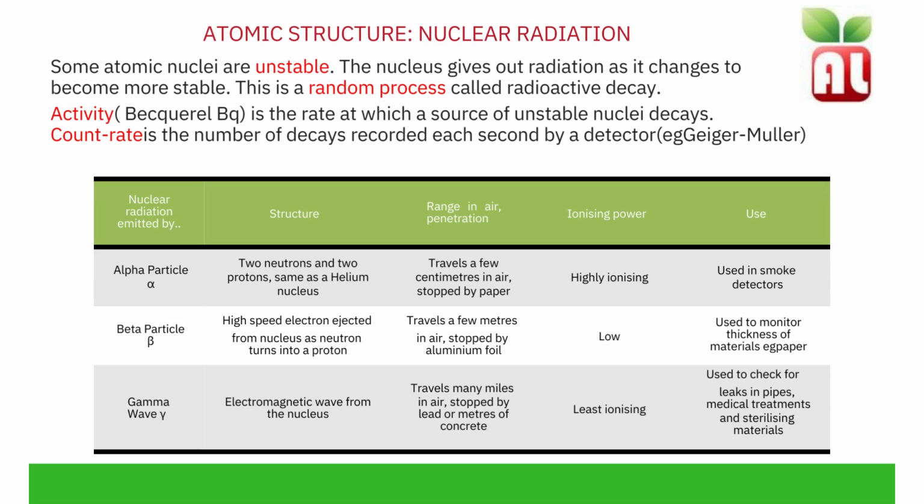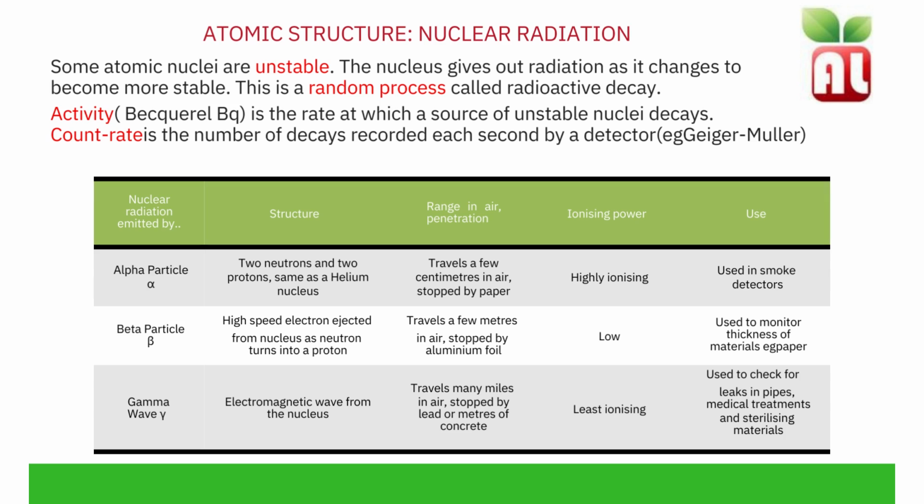Activity, measured in becquerels, is the rate at which a source of unstable nuclei decays, whereas the count rate is the number of decays recorded each second by a detector, for example a Geiger-Müller counter. Describing the different forms of radiation.